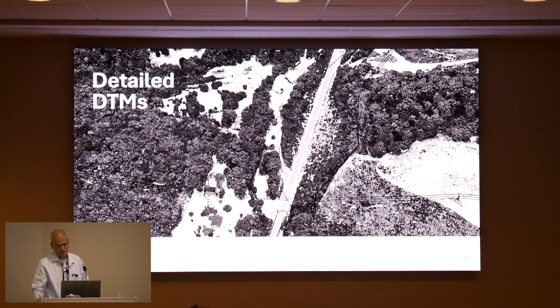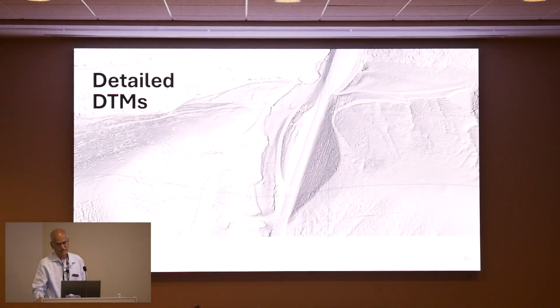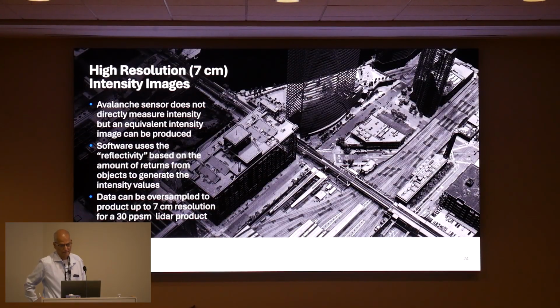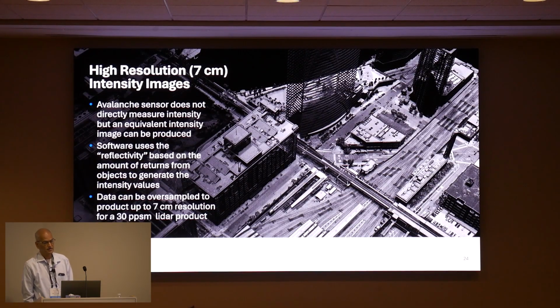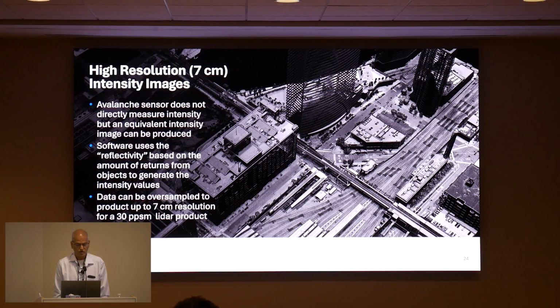And this is an example of a detailed DTM. So you can see the clarity of the data. And this is the intensity. Basically, there is one thing I need to tell you. Unlike the linear mode LIDAR, where we constantly use the intensity data, there is no such term called intensity with the Geiger mode or the Avalanche LIDAR. But what we do is we use the reflectivity based on the amount of returns from the objects to generate an intensity value. So this is actually created from one of the Avalanche LIDAR.